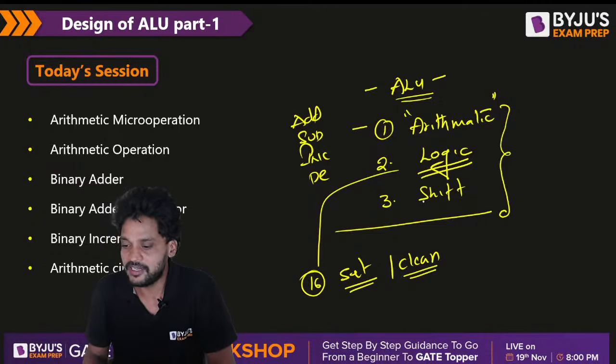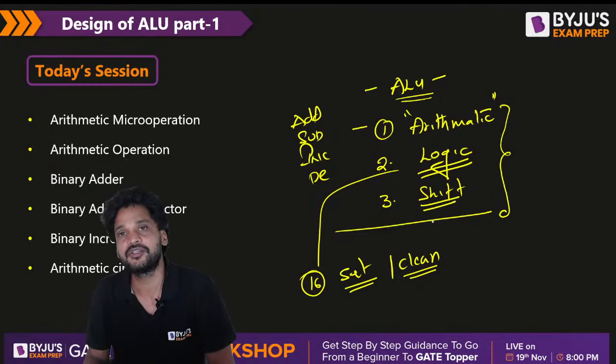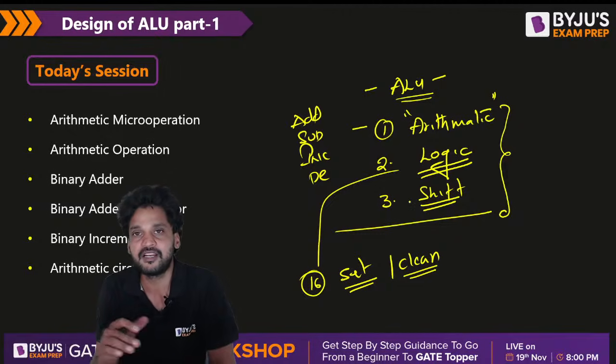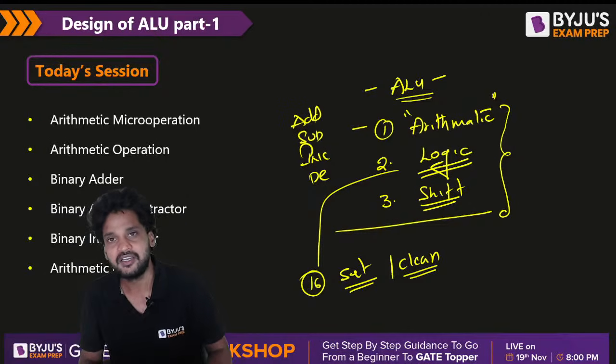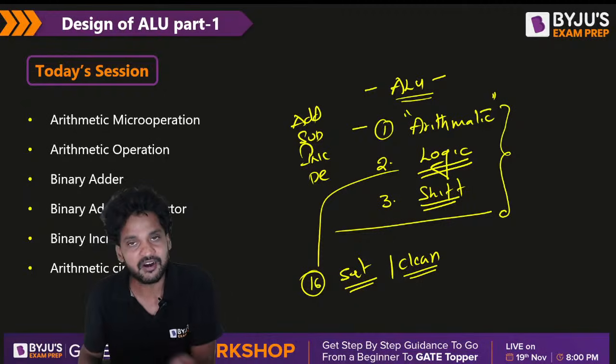So finally, shift operation. What is the shift operation? Already you know. There will be right shift, there will be left shift. The contents of the register will be shifted right or shifted left by one bit position when you perform this shift. It could be a right shift or the left shift.